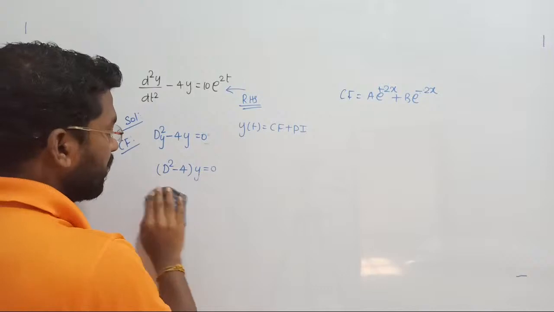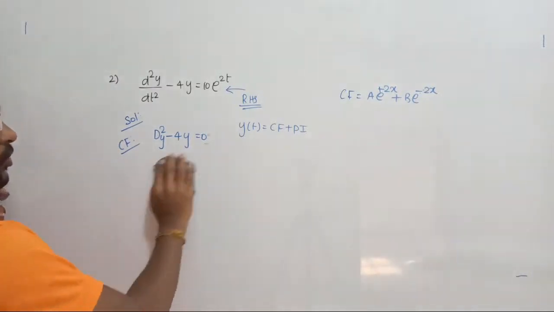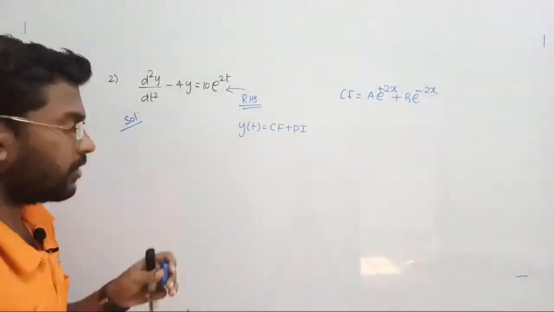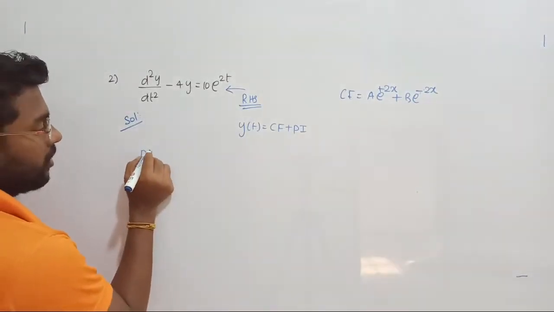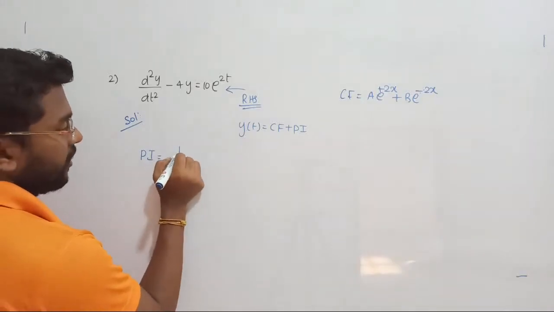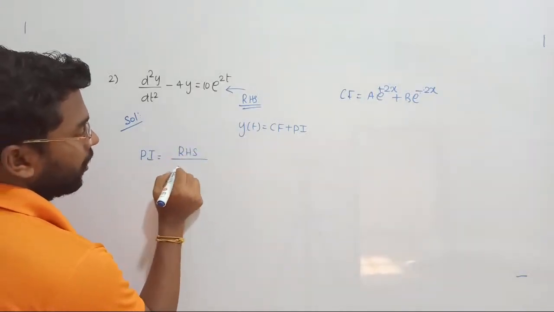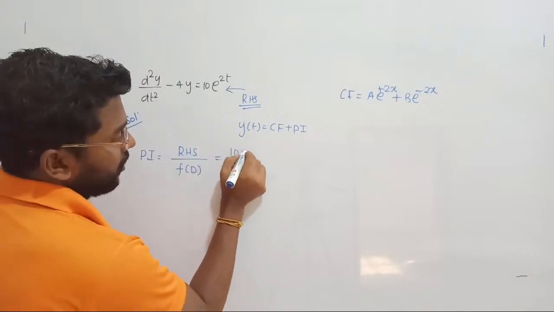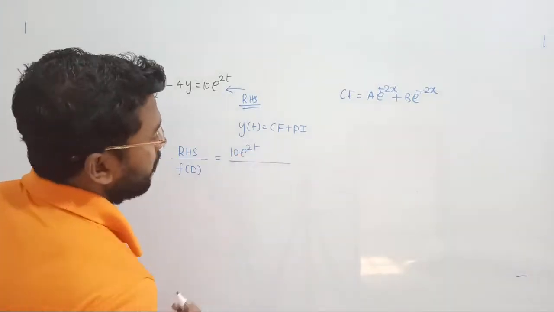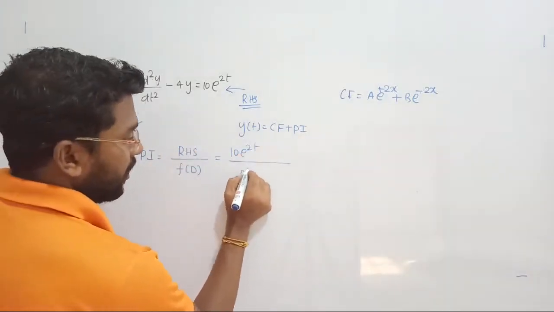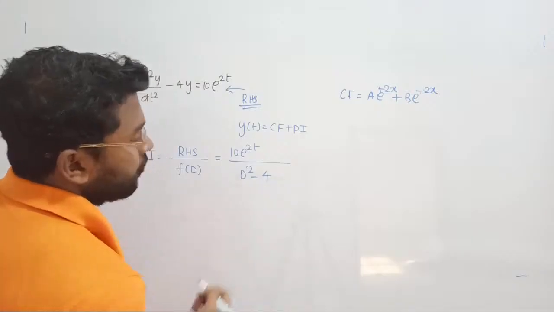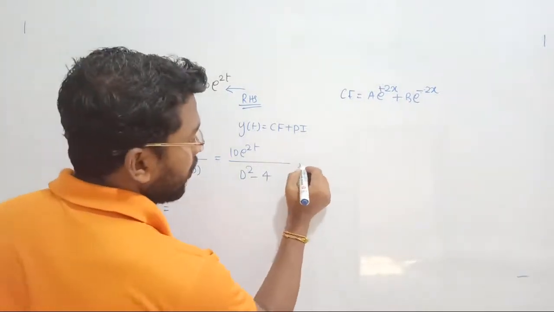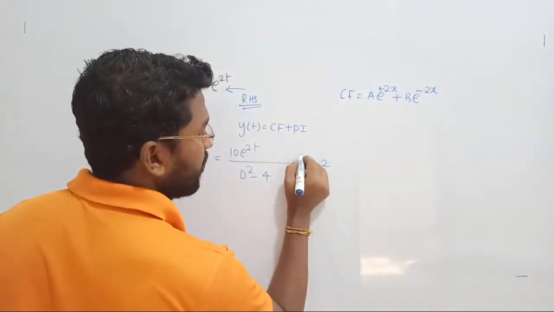Fine. Our next target is to find the solution for the particular integration. We have to take the inverse operator. Particular integration can be considered as RHS upon the characteristic equation of this system. In the RHS I have 10 into e power 2t, and the denominator, the characteristic equation of the system, can be written as d square minus 4. Let's try and bring the answer for this one. What I have to do here is d will be replaced by 2. Is it correct or not?